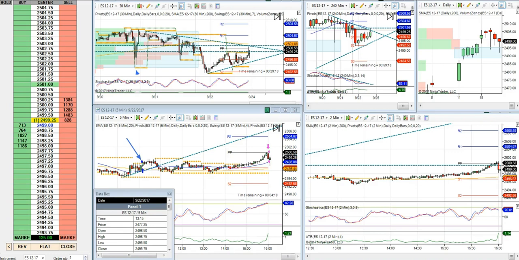And I held it into the end of the close. I could have closed it out early, but I held it to the end of the day to see if it would play out. And I made 125. Didn't get both targets, but it was a good trade. So that's how I traded the multiple time frames and got a nice ABC pattern at the end of the day.